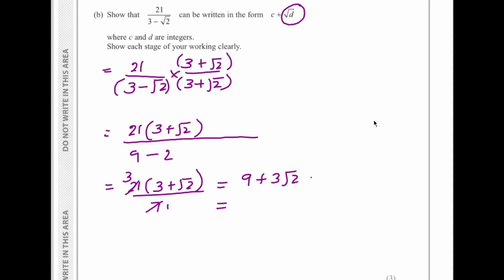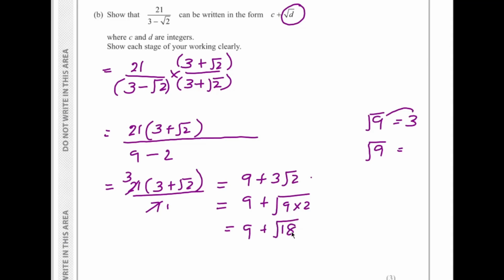So I know that if I'm having root 9, the answer is 3. So if I'm putting back the 3 into the root, I need to put it as 9. Therefore, the answer would be 9 plus root, putting this into the root sign, 9 into 2, which becomes 9 plus root 18.